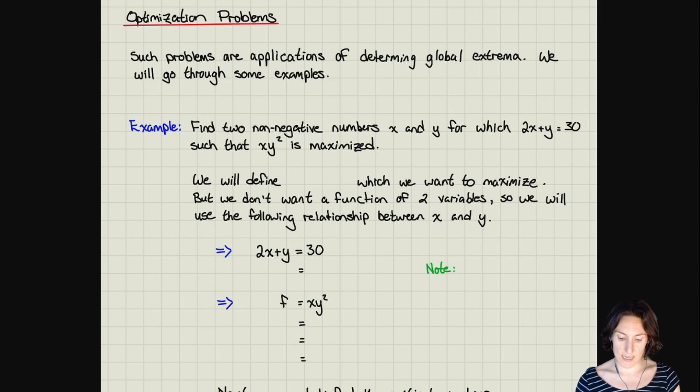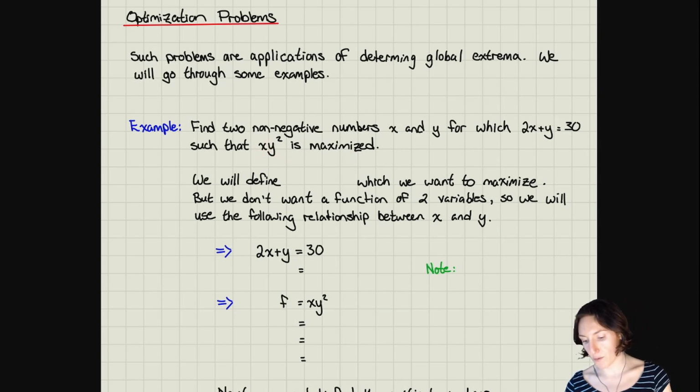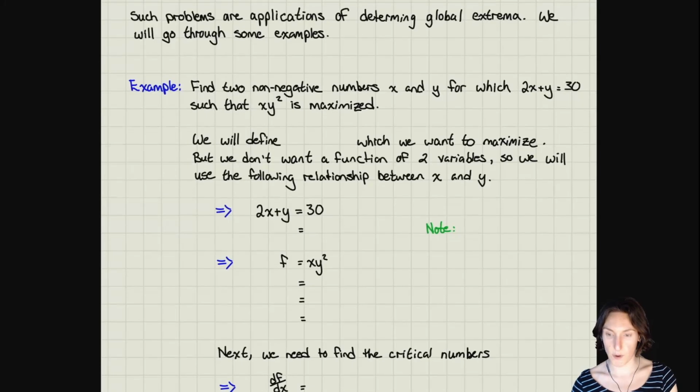So for this first example, we want to find two non-negative numbers, x and y, for which this equation, 2x plus y is equal to 30, is satisfied, where if I took my x and took the product of that with y squared, that number would be maximized. So whatever x and y I find that satisfies this, because there could be more than one answer, I want to pick the x and y that satisfy this, and when multiplied like this, give me the biggest number.